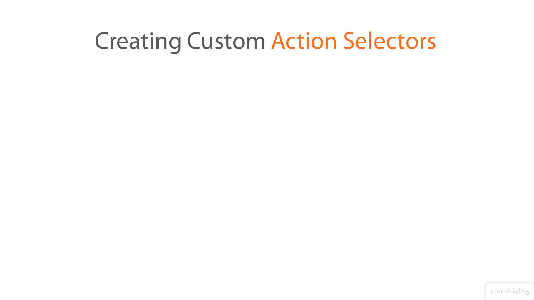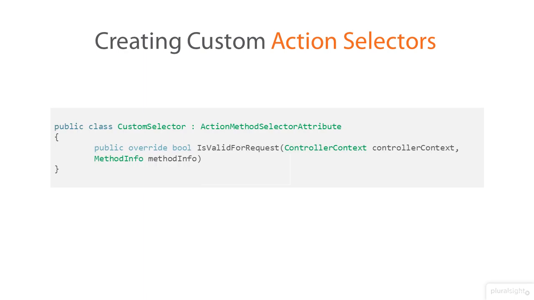Action selectors are yet another part of MVC that's open to extension. You can implement your own selectors by creating a class that inherits from the ActionMethodSelector attribute class. You can then override a method called IsValidForRequest, which simply returns a Boolean result. Remember, if any of the selectors for a method return false, it's no longer a candidate for selection by the action invoker. Your logic in these selectors can thus have a big impact on which action method is selected. Let's look at some examples of how action method selectors interact with the lifecycle in the next lesson.